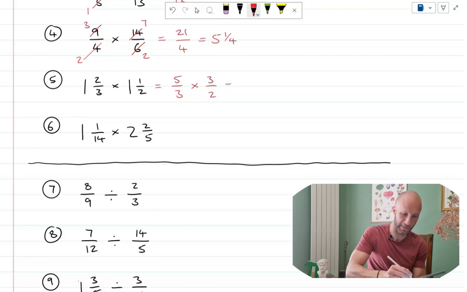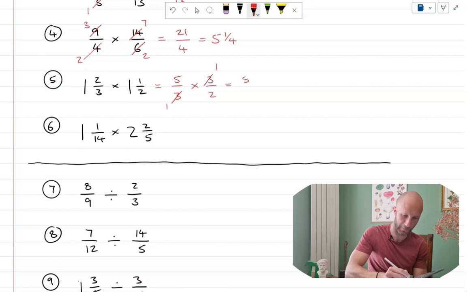And then once we've got them as improper fractions, we then follow the same technique as we've done the whole way through this video, which is to look for common factors on the diagonals. So 5 and 2, no common factors. 3, oops, rub the 3 out, sorry, and 3. There is a common factor of 3, so it goes into each of them once.